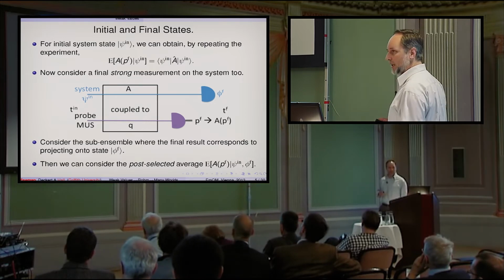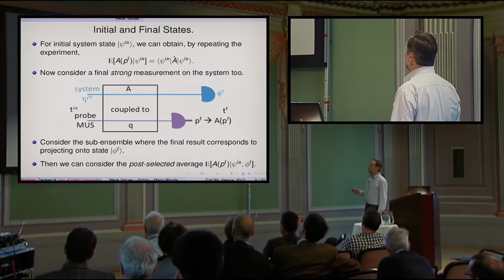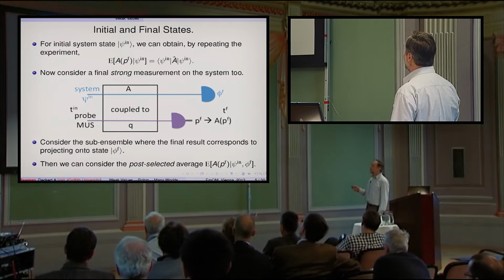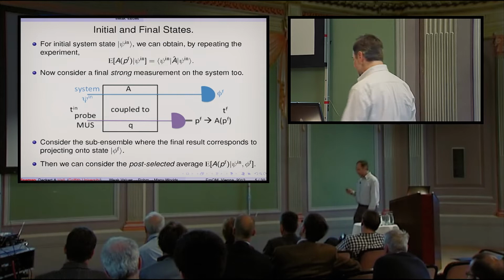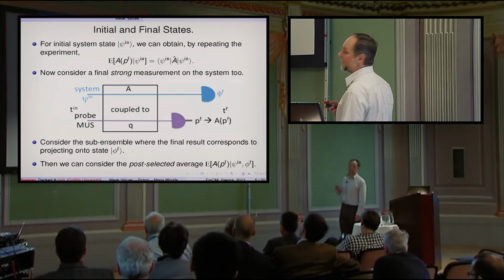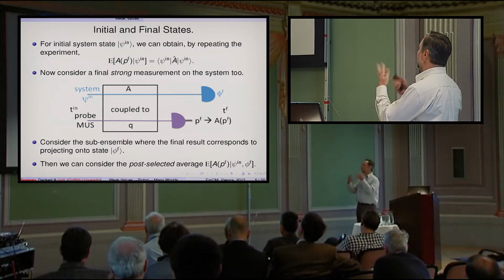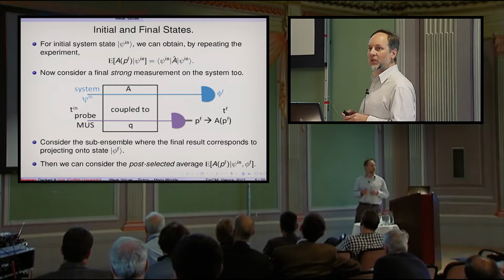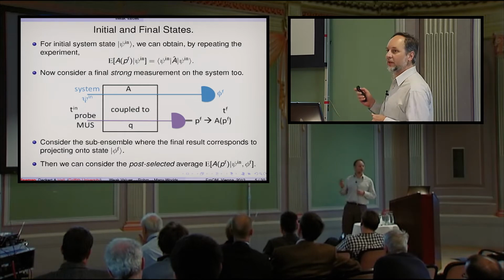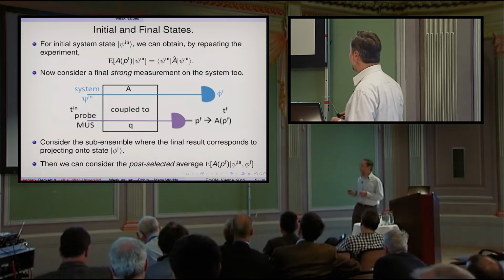There's nothing particularly interesting in that, but it becomes more interesting when we consider that the system has gone through this interaction and we can still do something to the system. For example, making a final measurement here projecting onto this state phi f. When I say projecting, what I mean is we make a measurement and it may or may not project the system onto state phi f, but let's consider the subensemble where it does, where I get the result that yes, it was in state phi f at that point.